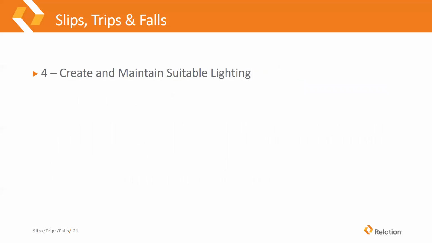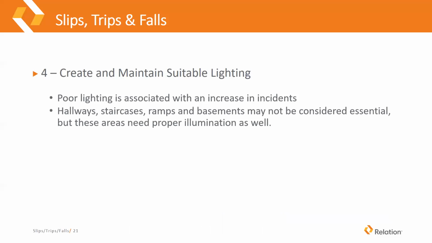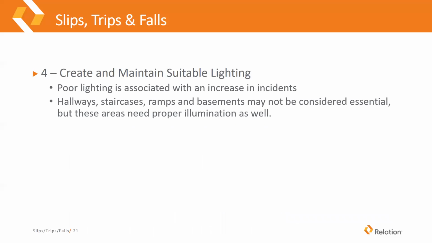All right, number 4, create and maintain suitable lighting. Poor lighting is definitely associated with an increase in incidents. Hallways, staircases, ramps, and basements. You may not consider them essential walkthroughs, but people use them, and these areas do need proper illumination unless they are completely sealed off for anybody to travel through.